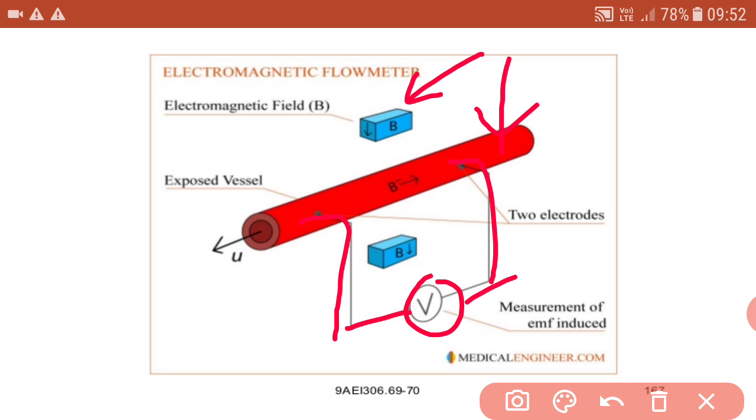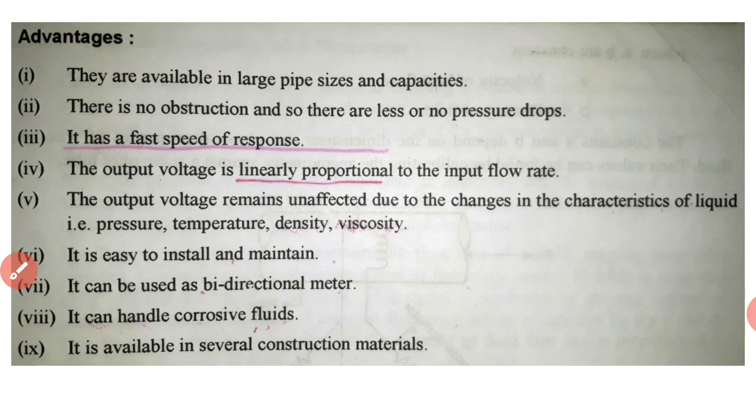And this is the exposed vessel or pipe we can say, and fluid is flowing through this pipe. The fluid should be conducting fluid. So conducting liquid is passing through this pipe. At that time what will happen, whenever it is passed through this electromagnet, there is induced voltage and it is measured by this voltmeter. So we have seen the working of electromagnetic flow meter.